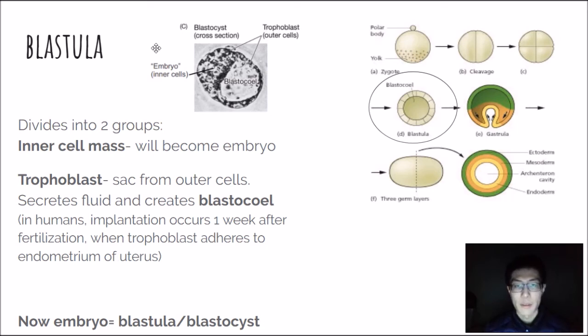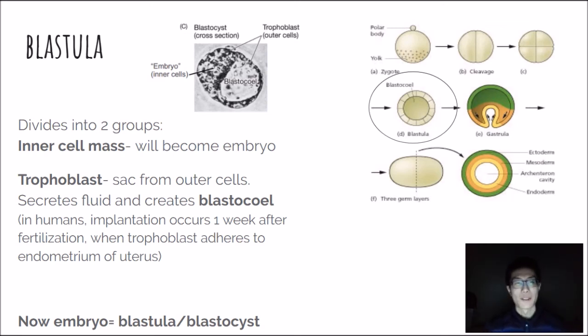So now after blastulation, you have the formation of a blastula, which is this little guy over here, or this little guy, and it's also known as a blastocyst in mammals. So blastula is sort of the, I think, overarching term, and blastocyst is potentially more specific towards mammals. Okay, what else is there that we have to talk about?